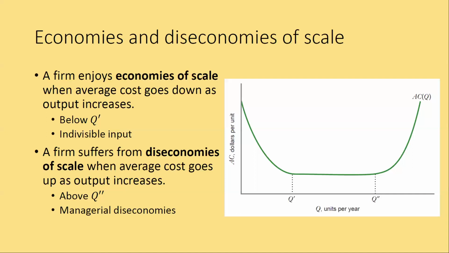Now, beyond a certain point of quantity, the firm may suffer from what we call diseconomies of scale. That is, when the average cost goes up as output increases. And on the graph, this corresponds to the region that is above Q double prime. And similarly, there are many reasons that might cause this to happen. One explanation is that the firm may suffer from what's called managerial diseconomies.